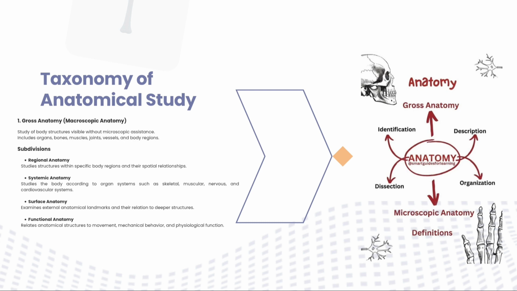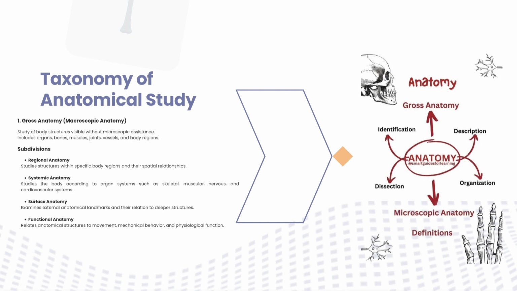2. Systemic anatomy. Systemic anatomy organizes the body into functional organ systems. This is the approach we are primarily utilizing in this series. Example: we look at the skeletal system as a whole, then the muscular system, followed by the nervous and cardiovascular systems. This allows us to track a specific functional logic such as load-bearing or signal transmission across the entire human frame.